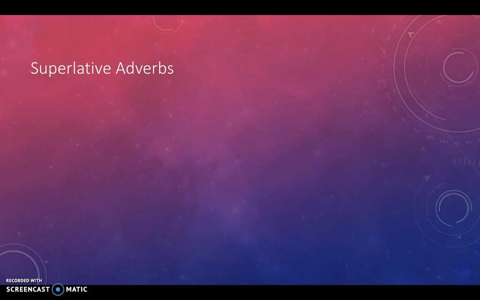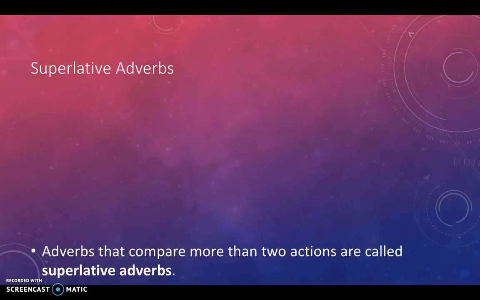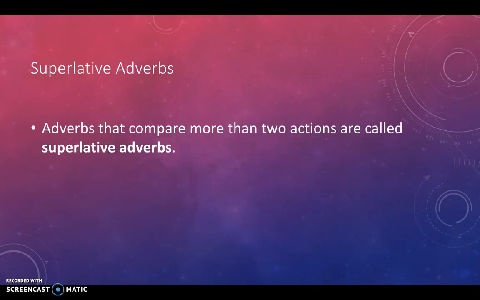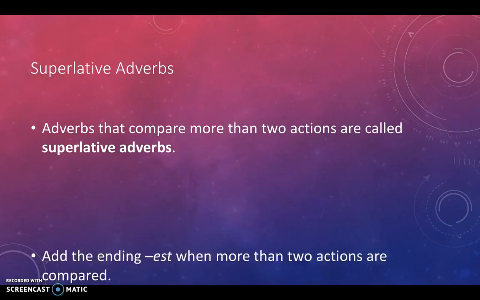Today we're going to talk about superlative adverbs. They're a form of comparing, but they're super because they compare more than two actions. So when it's only two, they're called comparative because they compare. When there's more than two, they're called superlative because they're super. They're bigger, they're better. They compare two or more than two: 3, 4, 5, 8, 9, 1,000, superlative.